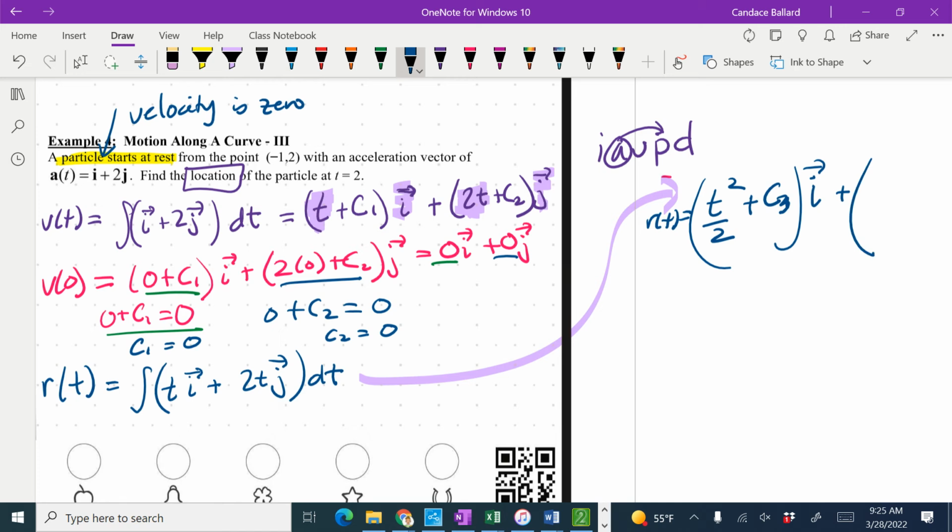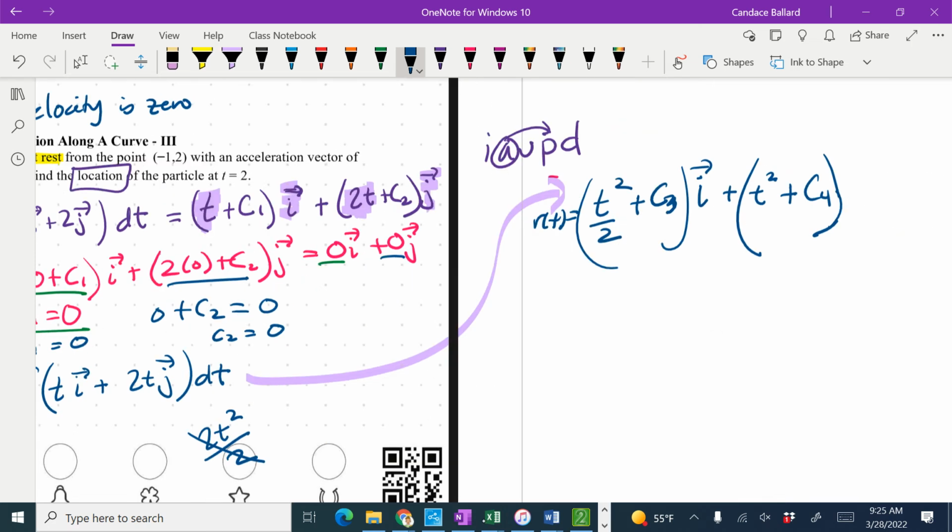plus, okay, now I need my j or my y component. When I integrate 2t, what do we get? 2t squared over 2, which is really what? t squared. So t squared plus what? C sub 4, good, times, you just keep following the pattern, right? Times j.